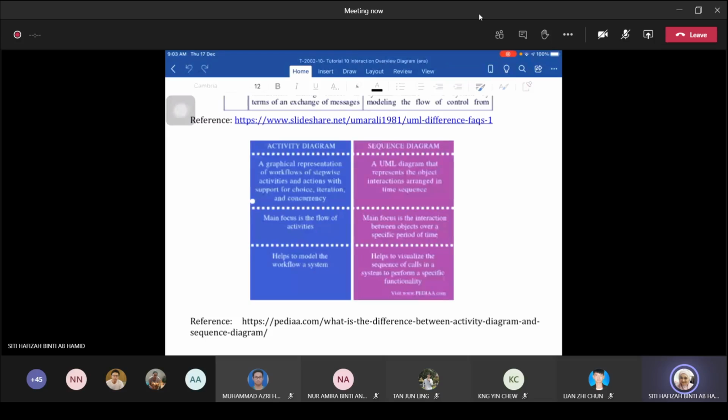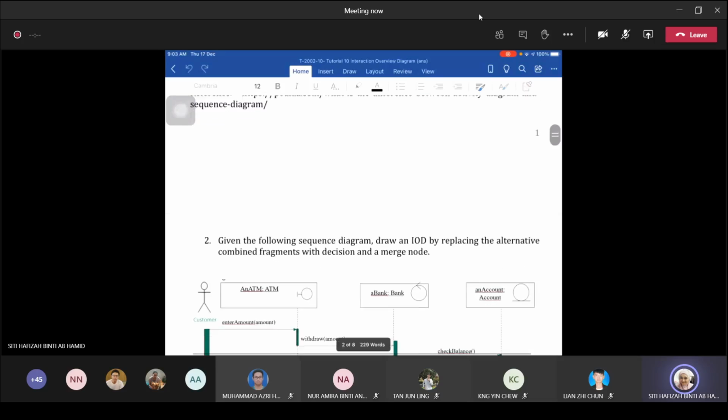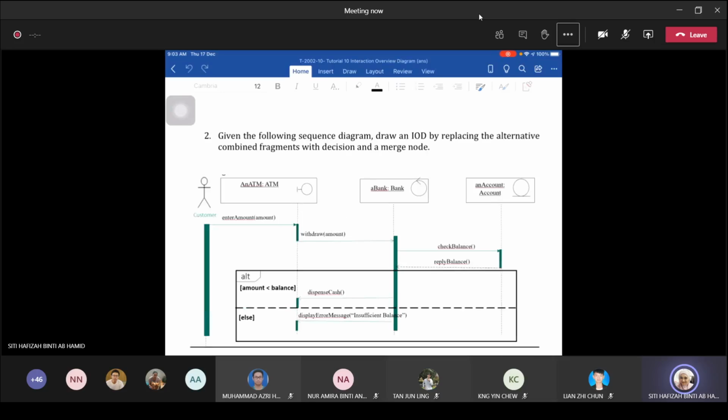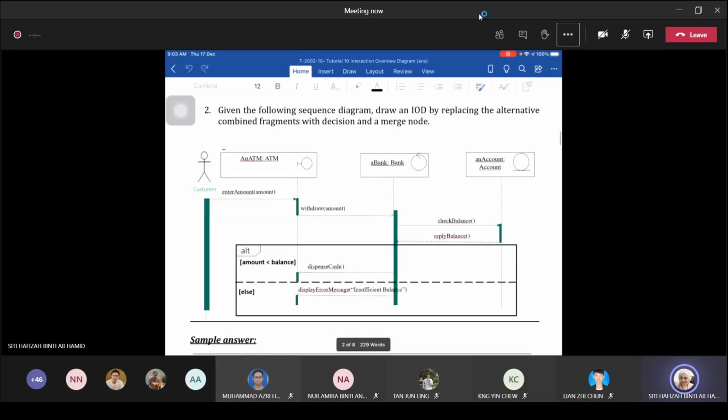All right. So next question. Given the following sequence diagram, draw an IOD by replacing the alternative combined fragments with region and a merge node. So this one is taken from the previous lecture. This one is to withdraw money. So what you can do is you take the first part, enter amount, withdraw, check balance as an SD, and then for the alternate, you can make it as a reference. So, for example, something like this.